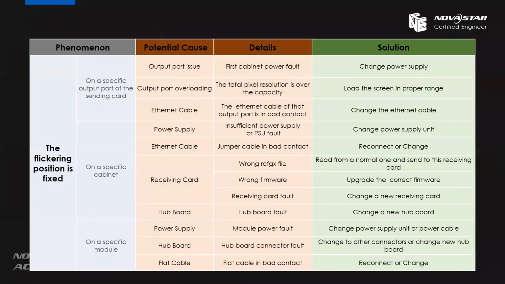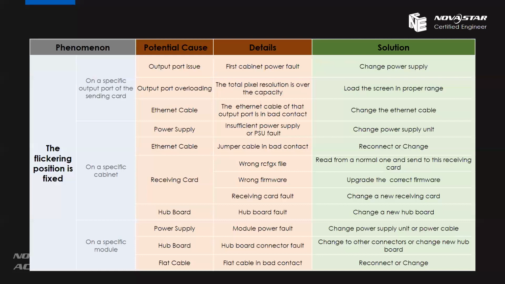And here, I also summarized a troubleshooting table for you about the flickering position is fixed. So this is a potential cause and some details about the potential cause, and I provide you the solutions. For example, for the specific output ports, it could be the output port issue, it could be the output port is overloading, and also it could be the Ethernet cable.